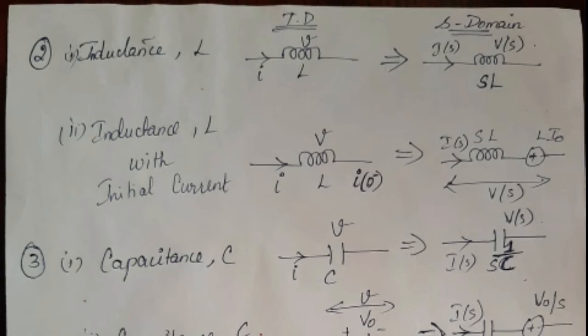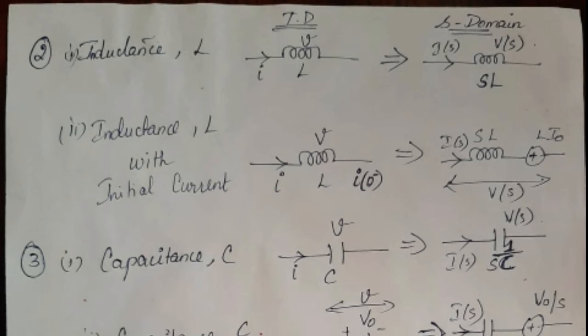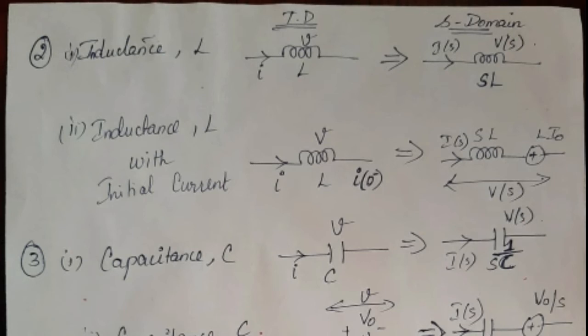If the inductor is already charged and has some charge initially, the inductor with initial current will be given as i of 0 minus. You have a current, no? That should be written as i of 0 minus. So you must also include that i of 0 minus in time domain. When it is converted into S domain, it should be written as L i of 0. If there is no charge mentioned for i of 0 minus, then you can directly substitute it as 0. We will see it in the problem.